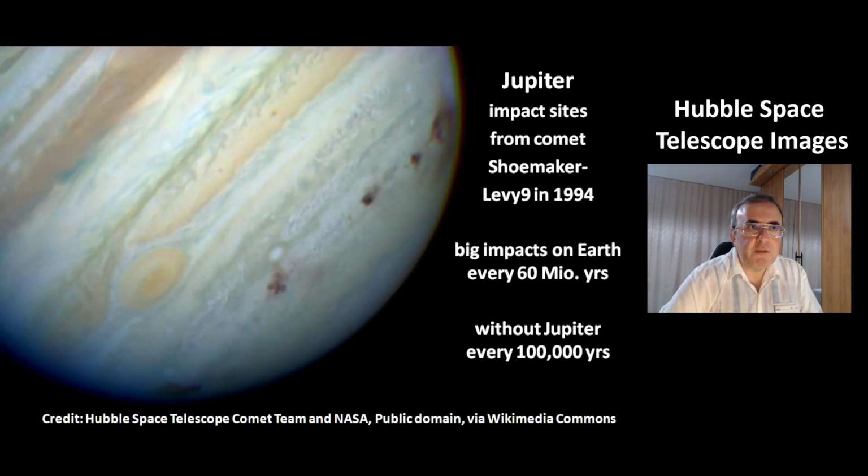This is a picture of the impact sites from the comet Shoemaker-Levy in 1994. These dark areas were visible for several weeks. That was a heavy impact. Thanks to you, Jupiter, we have a big impact on Earth only every 60 million years. And there are calculations that without Jupiter, these events would occur every 100,000 years.